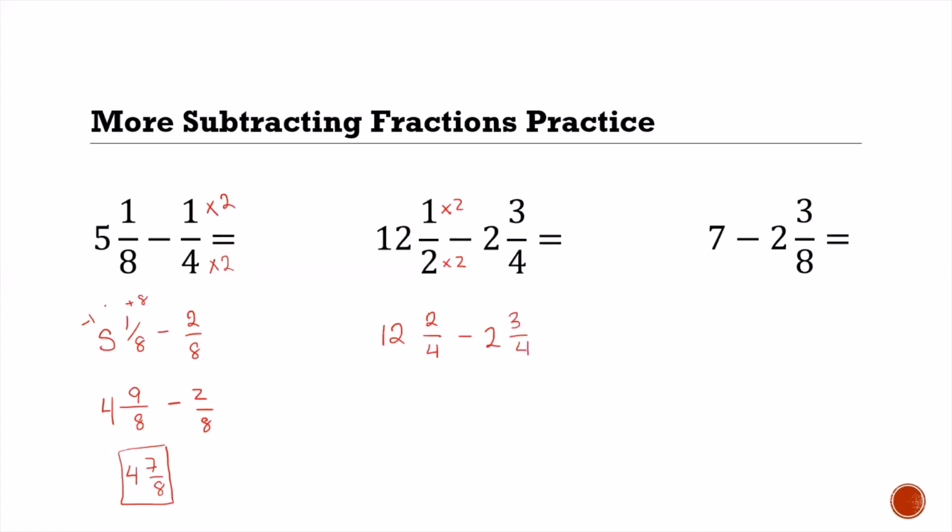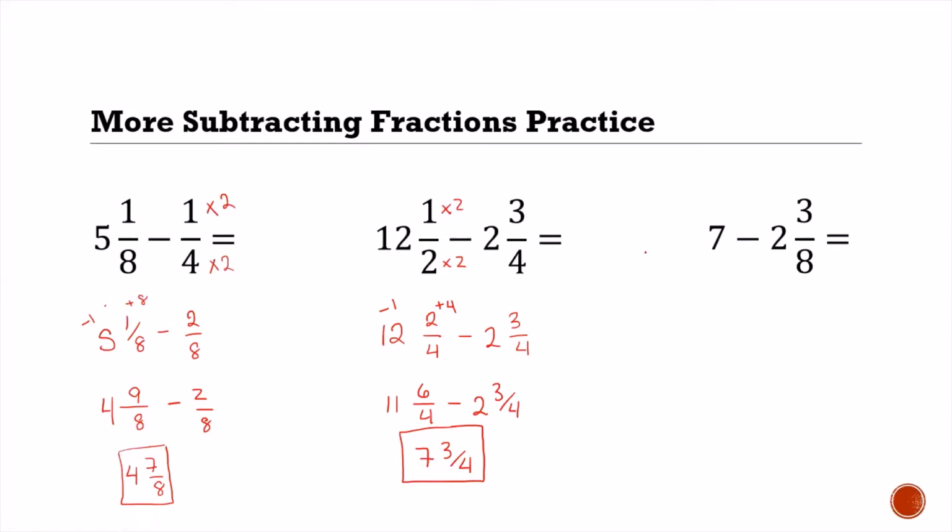We have to borrow because the numerator on the first fraction is smaller than it is on the second. So I'm going to subtract 1 from my 12, and I'm going to add that 1 back in over here as quarters on the fraction side. So we have 11 6/4 minus 2 3/4. 11, take away 2, leaves me with 7 3/4. All right, so pretty straightforward.